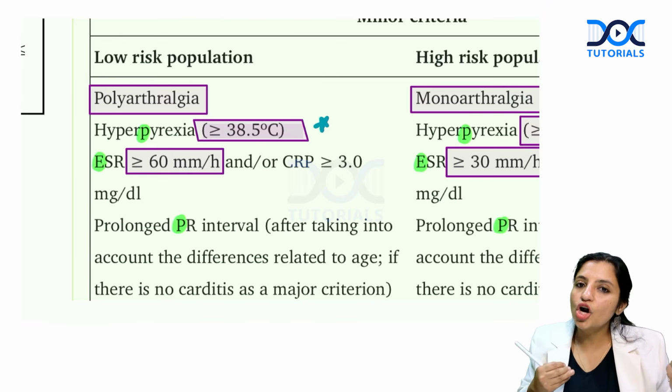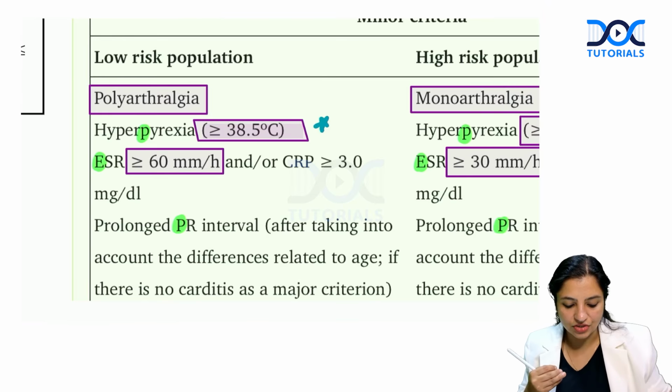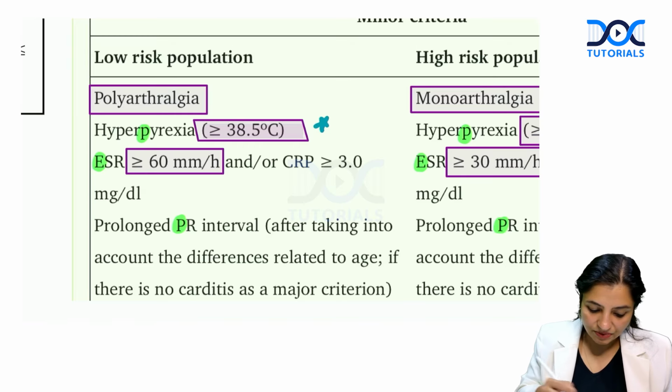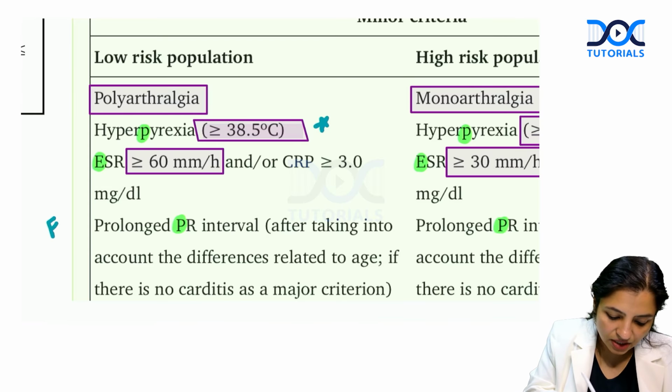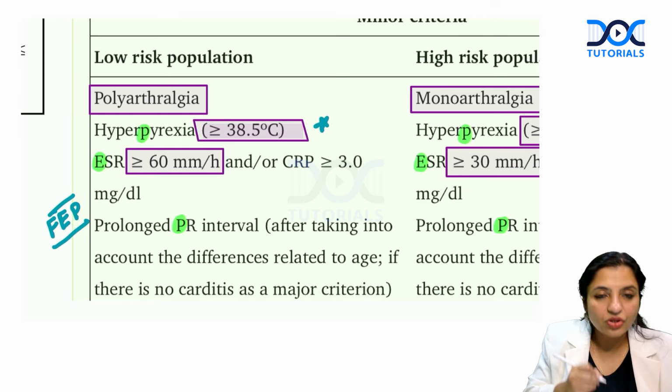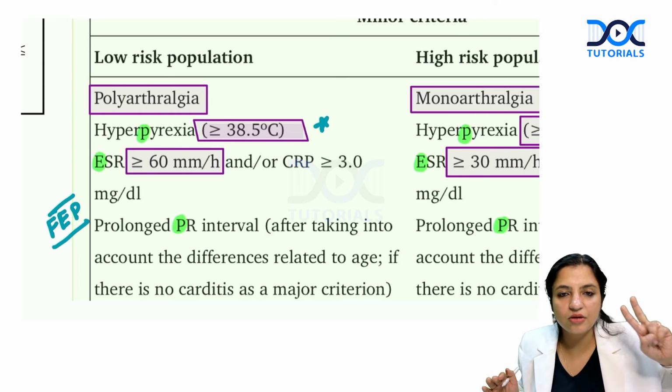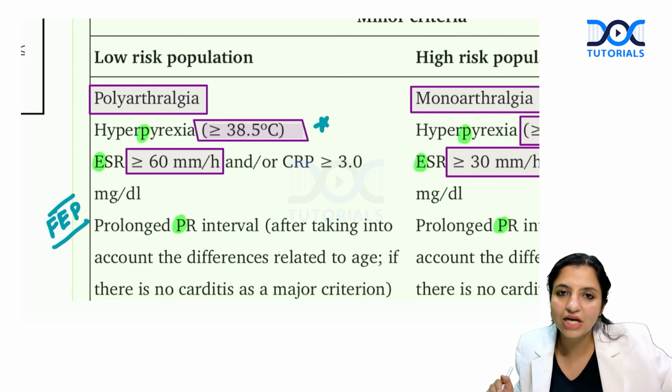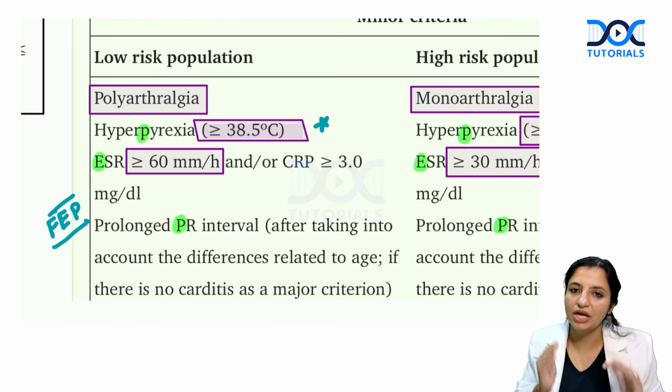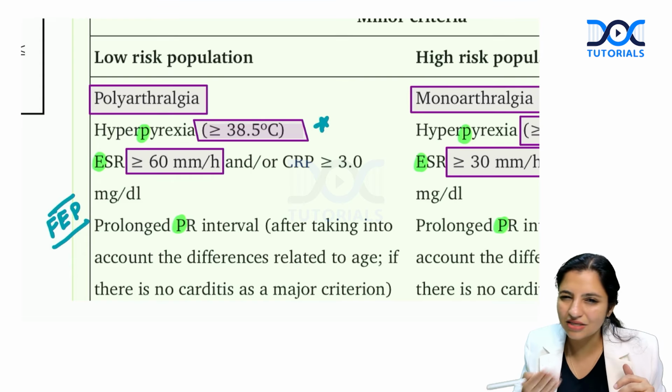Then prolonged PR intervals and polyarthralgia. So very simply you can remember it as fever, ESR and PR interval. Okay, so that is FEP: fever, ESR, and PR interval should be prolonged. Polyarthralgia is also one of the minor criteria. That's it. That's classical low risk.